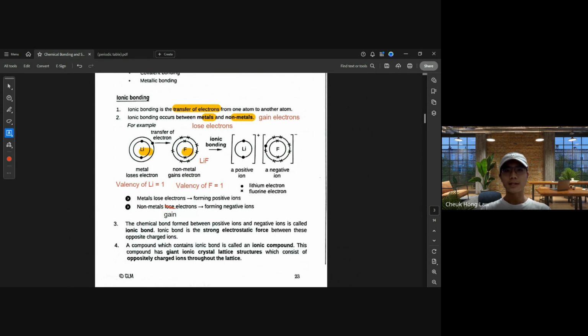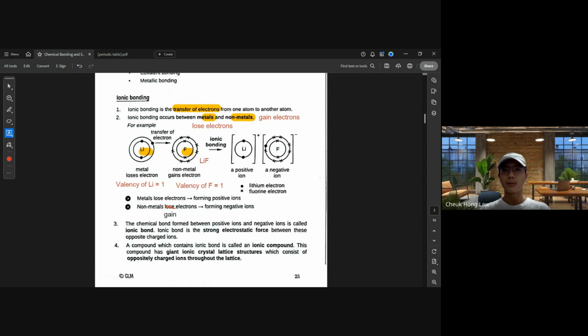So let's look at how it works. Lithium has one valence electron here. It will be transferred to fluorine. It's that simple. If the valency is 2, it transfers 2 electrons. If the valency is 3, it transfers 3 electrons. But in this case it's 1, so it transfers 1 electron. And fluorine gains 1 electron from the lithium. So it's the same electron that is being transferred.